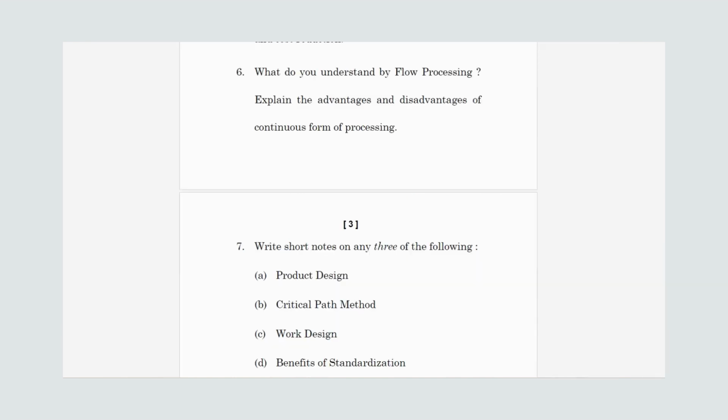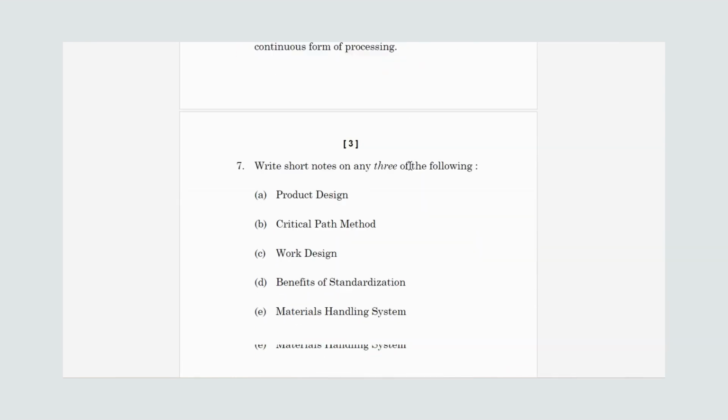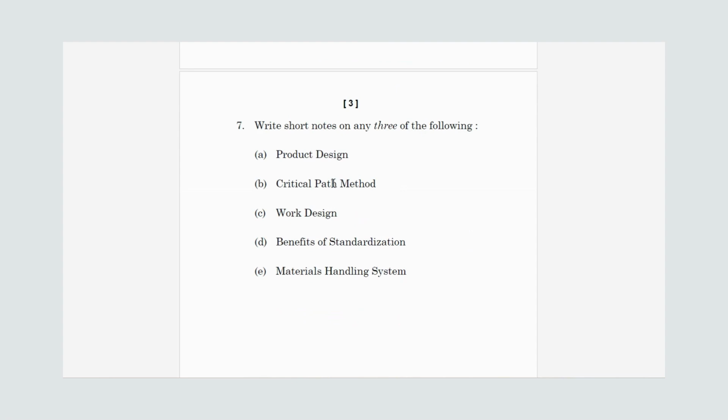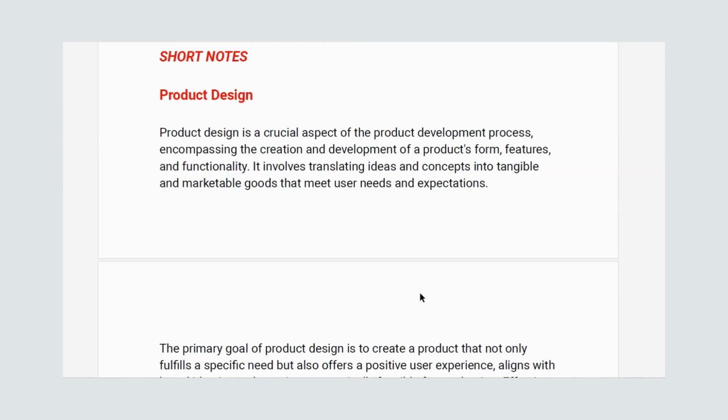Okay, so the next questions are short notes. There are 5 short notes. The first one is product design. Product design is a crucial aspect of the product development process.